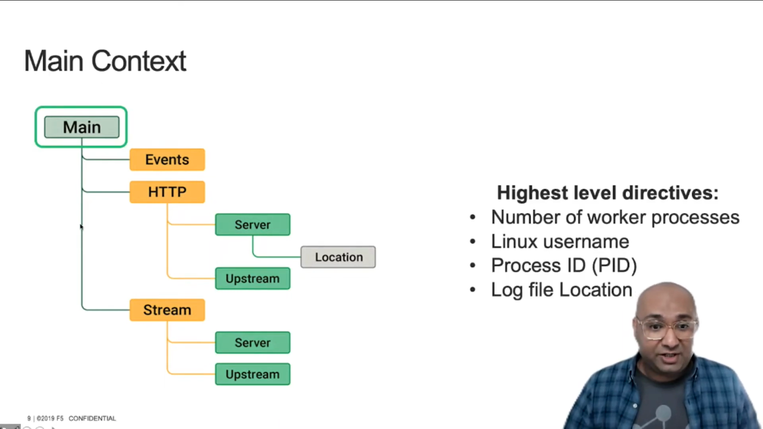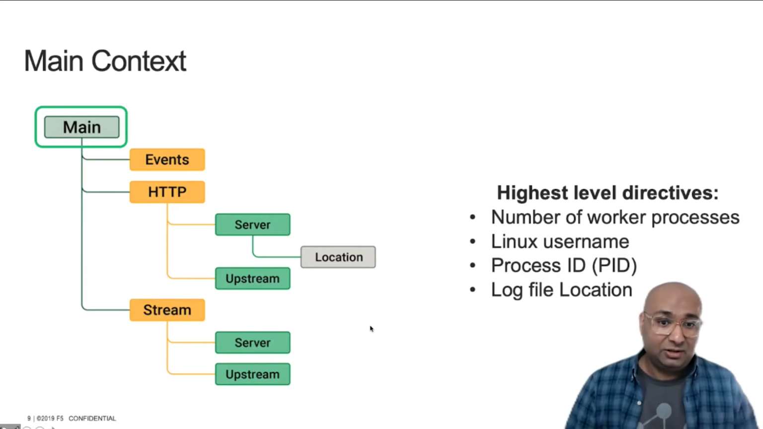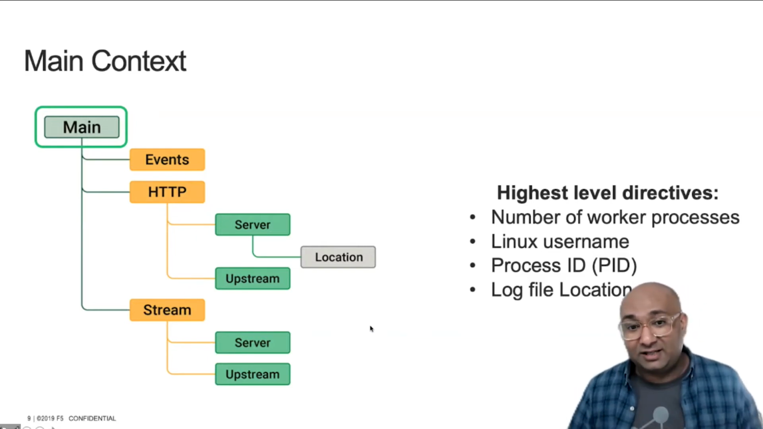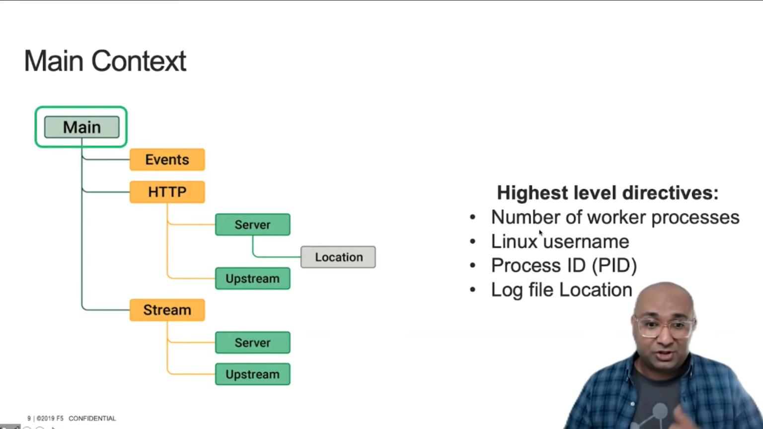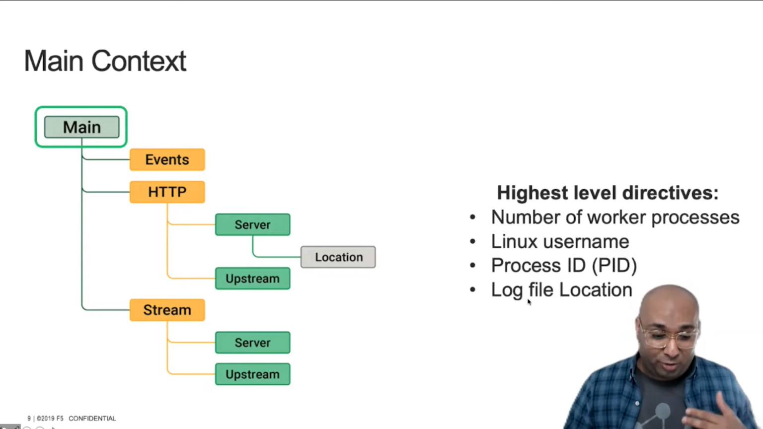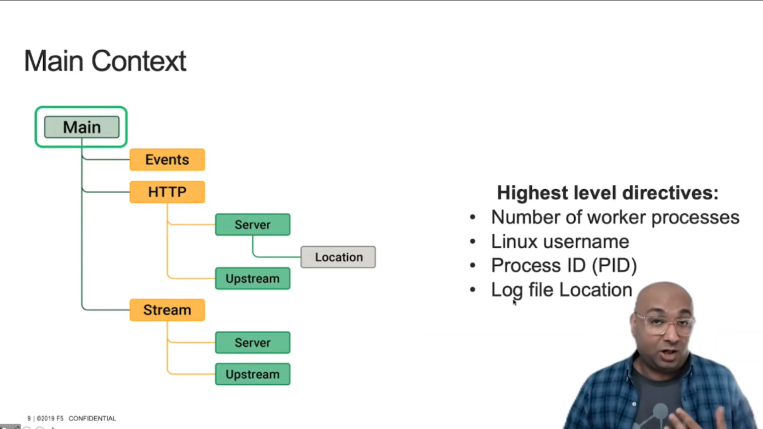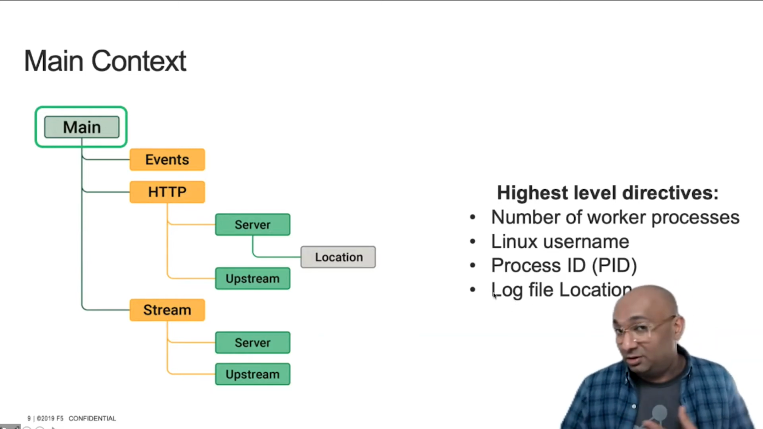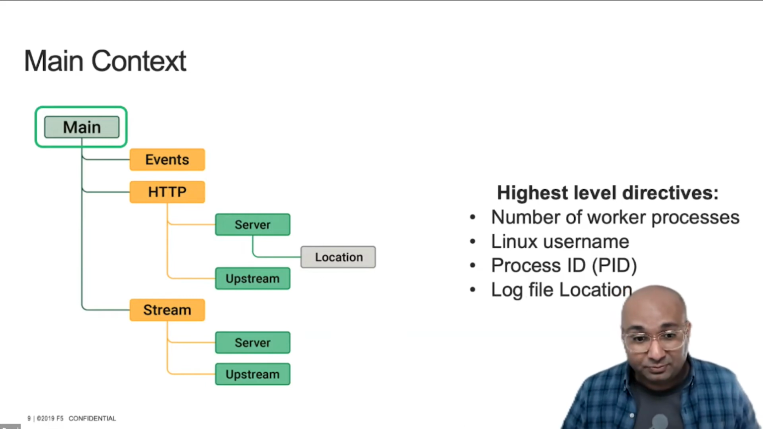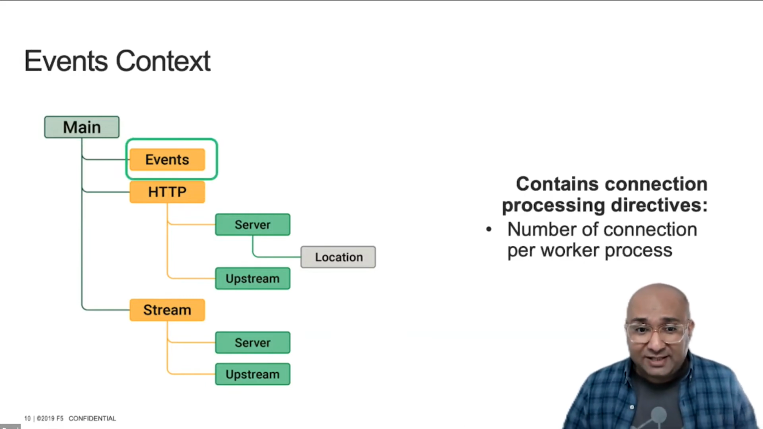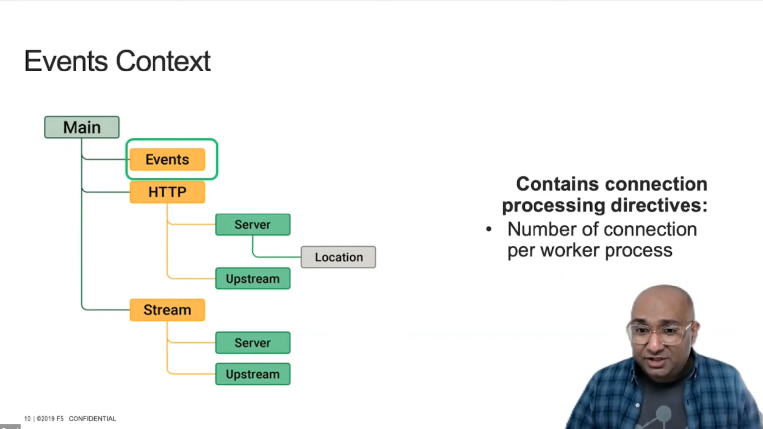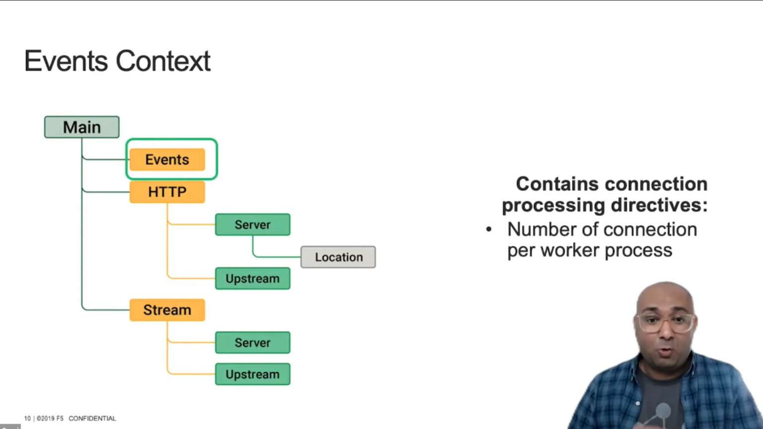So what we have here is the main context. At the very highest level, you declare the highest level directives, like the number of worker processes, the Linux username, or the location of the PID file, or perhaps where you want to push out the log file, the error or the access or whatever you wanted to configure and at what level. The events context is used to manage connection processing directives, that is the number of connections assigned to each worker process.